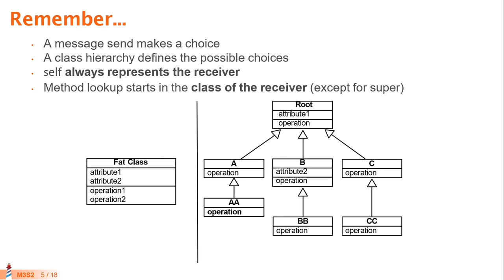So remember, when you send a message to an object, you are making a choice because the system will select the right method to execute, given the receiver that will receive the message. And as a programmer, you express the choices by adding classes in the hierarchy. Each class represents one possible choice. And self always represents the current receiver. This is the object that will receive the message. And the method lookup starts in the class of the receiver. This is automatic, except for super sends that you already saw in another lecture.